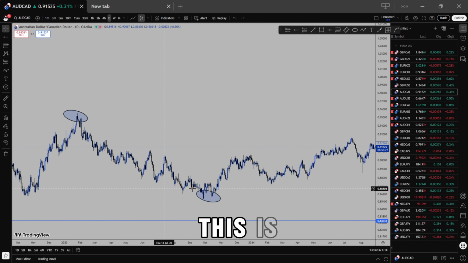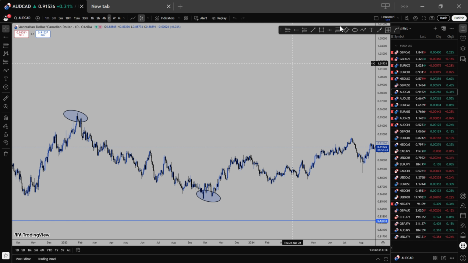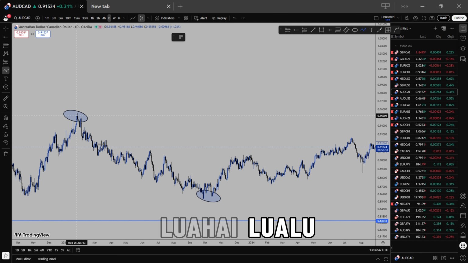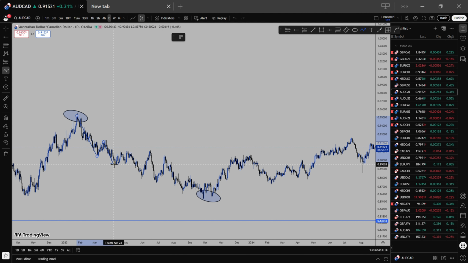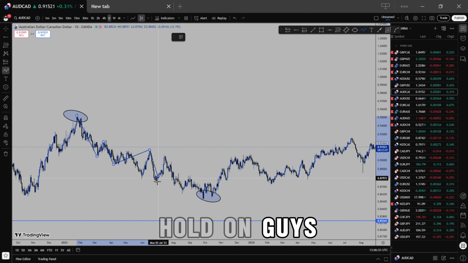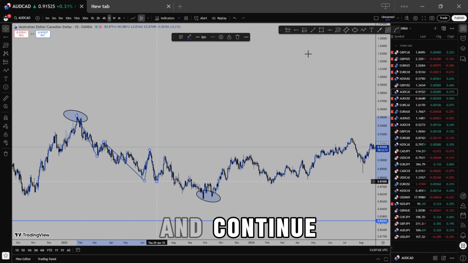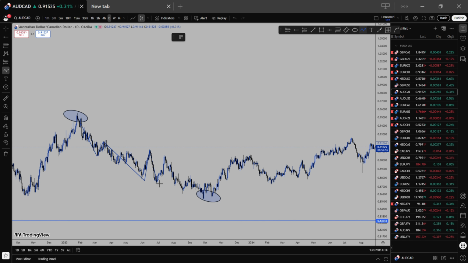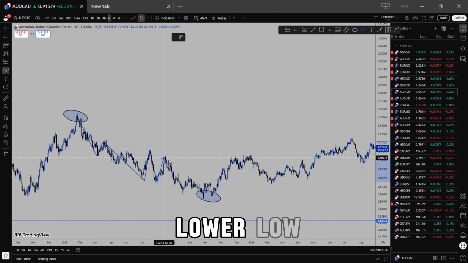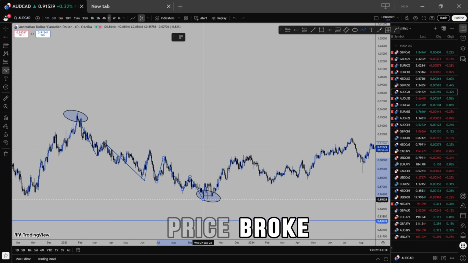So as you can see, this is lower high, lower low, lower high, lower low, lower high, lower low. Wait, hold on, guys. This is supposed to be the lower low. Yeah, let's get it and continue. Lower high, lower low, lower high, lower low, and then price broke structure.